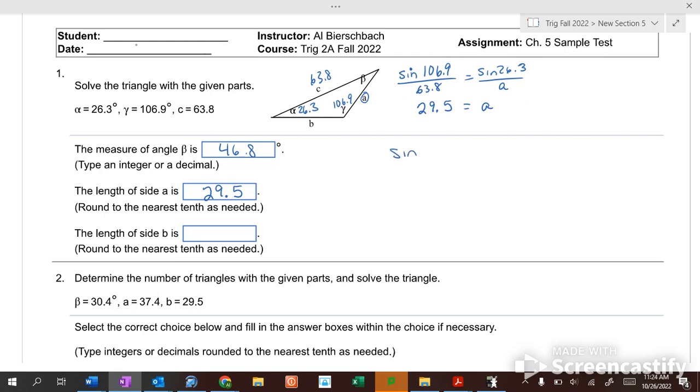The sine of 46.8 over B and the sine of 106.9 over 63.8. So 63.8 times the sine of 46.8 divided by the sine of 106.9. What do we get? I got 48.6. 48.6 would make sense.